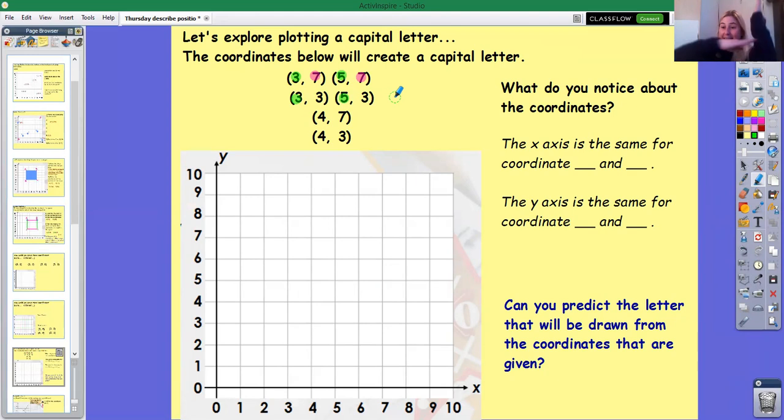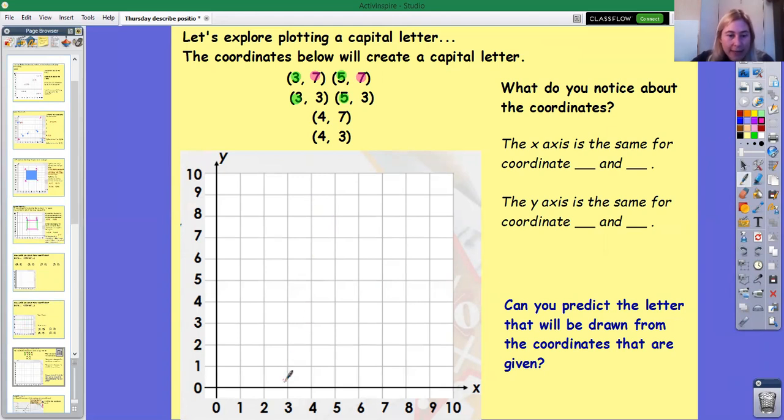So it could be an H, couldn't it? Or it could be a J with a curve at the bottom, or it could be a capital I if it's got those 2 lines either side. So let's see what we get. Okay, I'm going to plot the points. Actually, you need to pause the video too and plot the points if you haven't already.